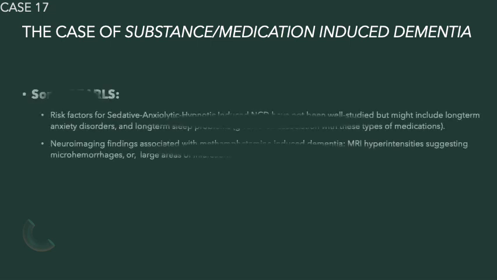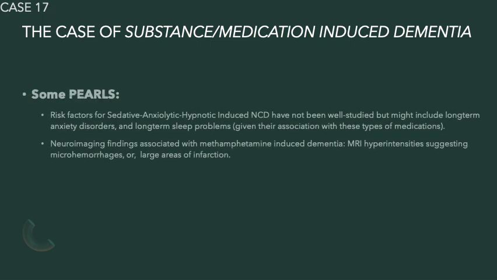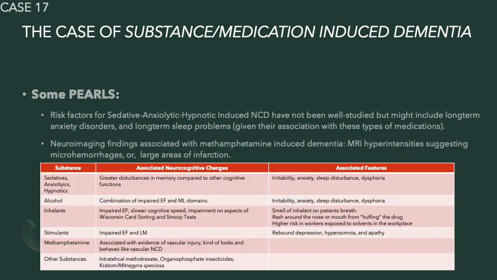Okay, so just some pearls for substance and medication-induced dementia. Risk factors for sedative, anxiolytic, hypnotic-induced neurocognitive disorder have not been well studied. They might include long-term anxiety disorders and long-term sleep problems, given their association with these types of medications. Neuroimaging findings associated with methamphetamine-induced dementia on MRI include MRI hyperintensities, which suggest microhemorrhages or large areas of infarction.